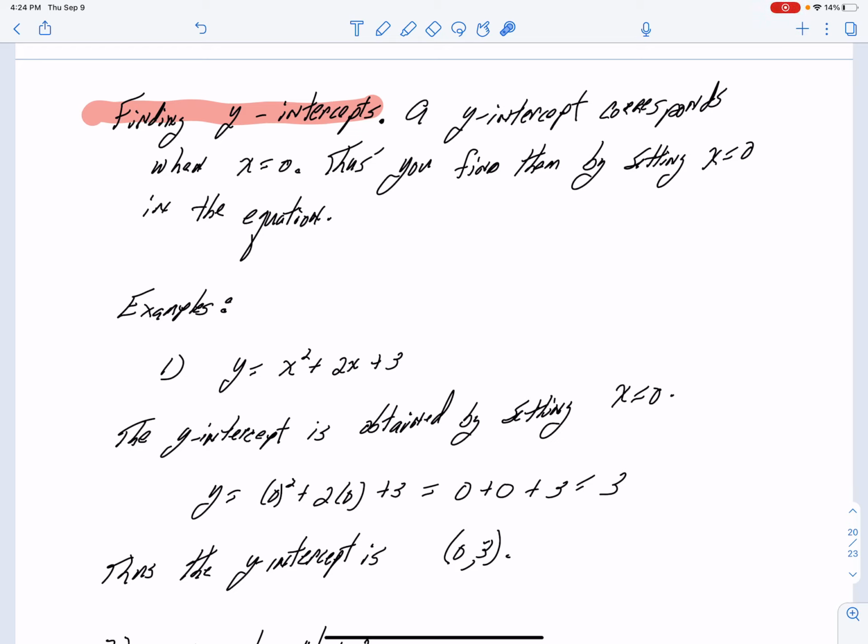Now I'm going to talk about finding x and y intercepts. Recall what a y-intercept is. A y-intercept is where it crosses the y-axis. But crossing the y-axis means its x value must be 0. Thus, the bottom line is the way you find a y-intercept is you set x equals 0 and solve for y.